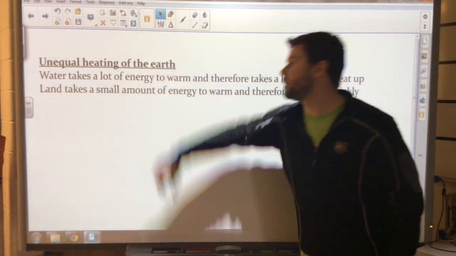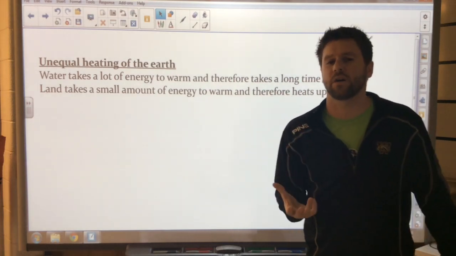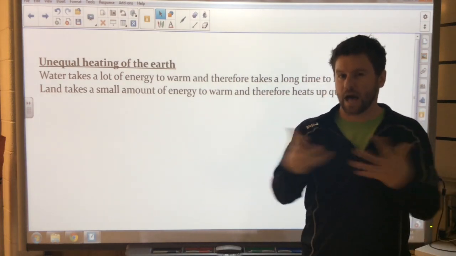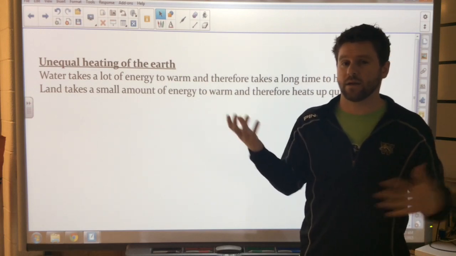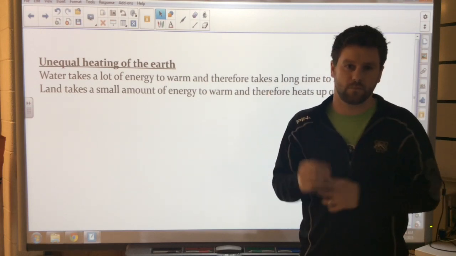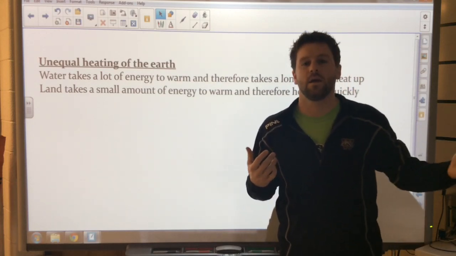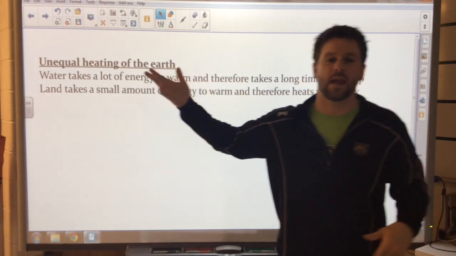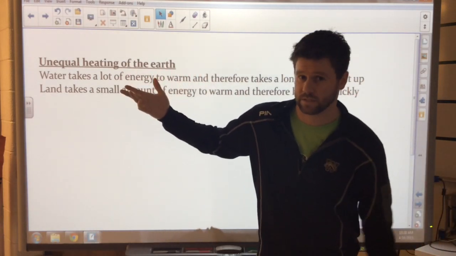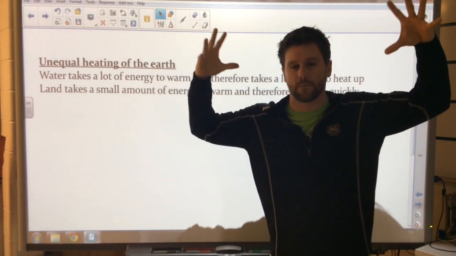And then lastly, unequal heating of the Earth. Water is a lot more difficult to heat, so it takes a lot of energy to warm water. Air, on the other hand, is very quick. It warms up fairly quickly. That's why, in the beginning of a day, the air temperature might be 30 or 40 or 50 degrees, and then by the end of the day, it might be 60, 70, 80 degrees. There's a big fluctuation because it doesn't take a lot of energy to heat the air.